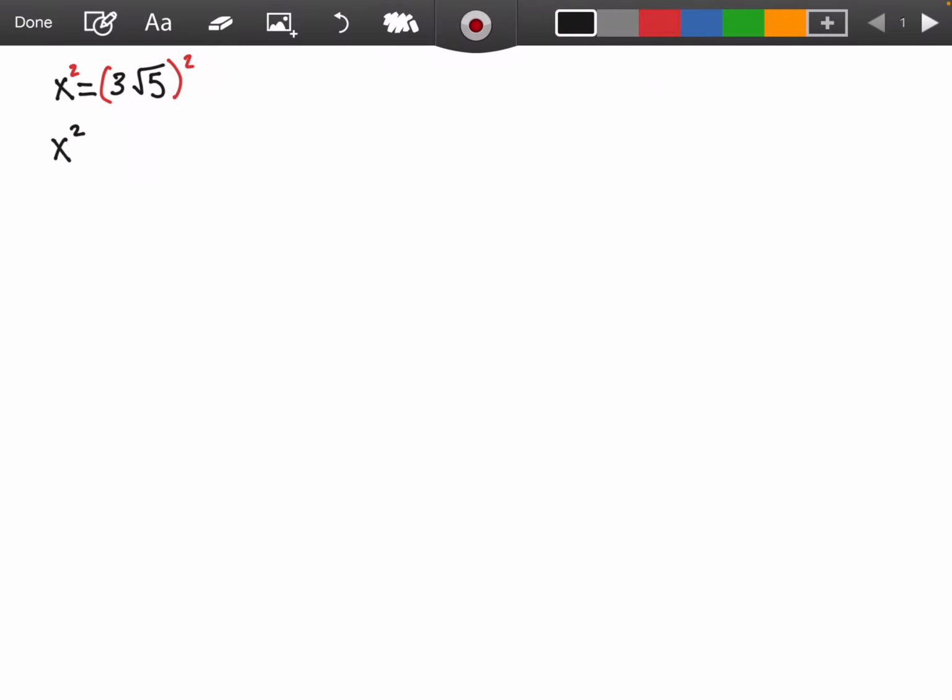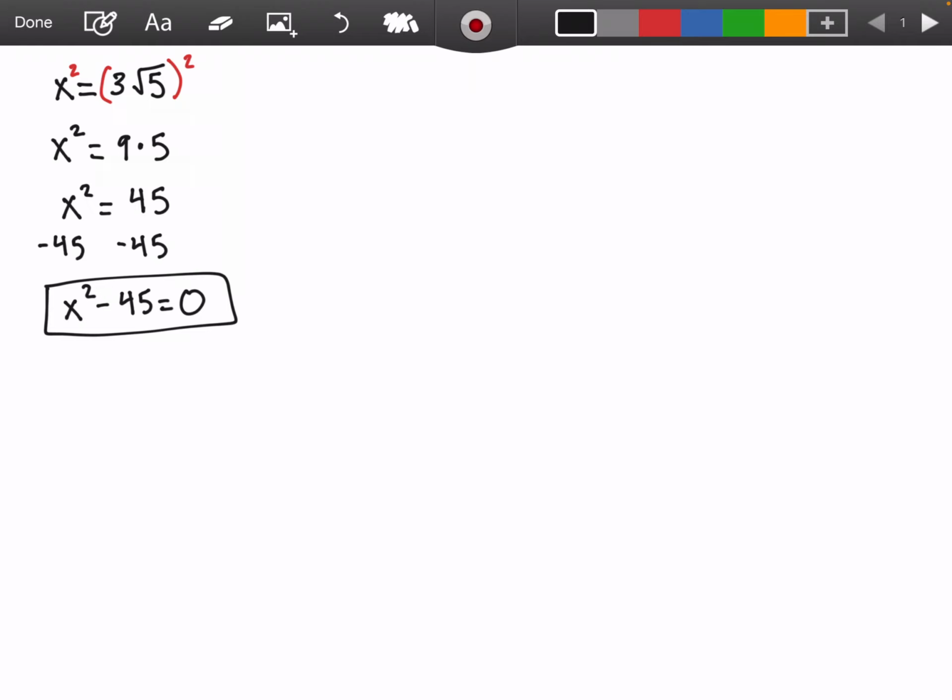So I get x squared equals, let's see, I square the 3, and that becomes 9. And squaring the square root of 5 just becomes 5. So I get x squared equals 45. And more specifically, let's say I want you to put this in standard form. Standard form, remember, one side has to be equal to 0. So I can just subtract 45, and I get x squared minus 45 equals 0. And that would be our equation, or a polynomial.